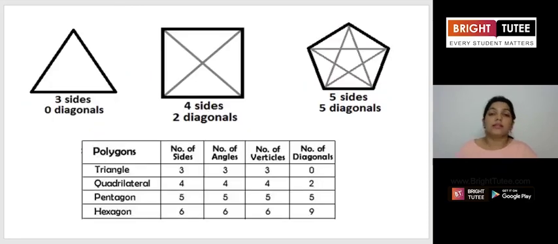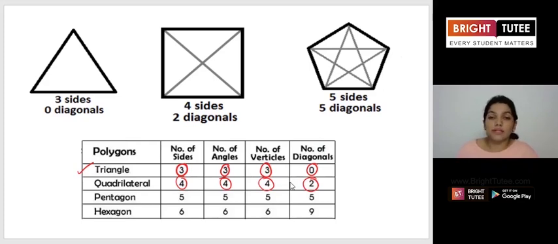Let us see this particular image here. We have just discussed triangle and quadrilateral. So look at the first one here, the polygon that is a triangle we are talking about. We have a total number of sides 3. So if the total number of sides is 3, the number of angles is also 3 and the number of vertices is also 3. The number of diagonals is 0. I hope this is clear. We just discussed this. Now coming to quadrilateral. Number of sides is 4. Number of angles is 4. Number of vertices is 4. And number of diagonals is 2.